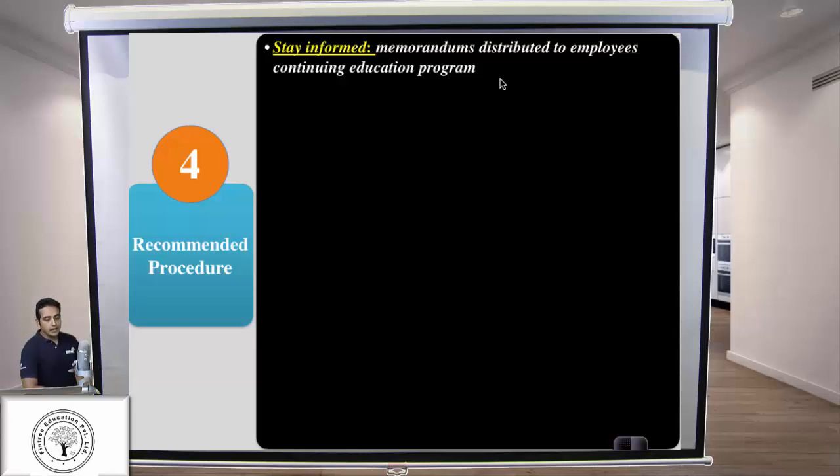Now, when these new laws were made applicable, the employees of the investment bank should have kept themselves informed about the changes happening in the law. One way of doing it is to distribute a small leaflet, a 1-pager or 2-pager, which will have the main provisions.